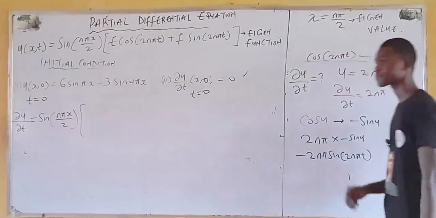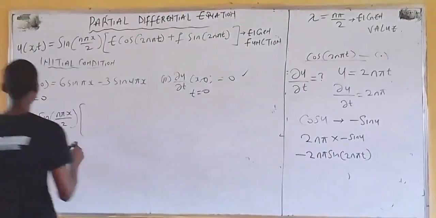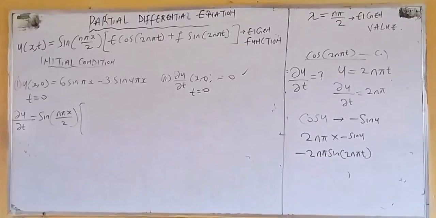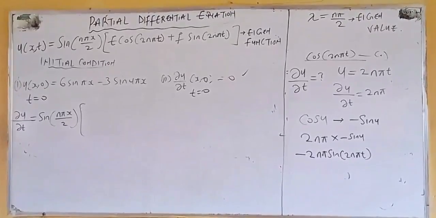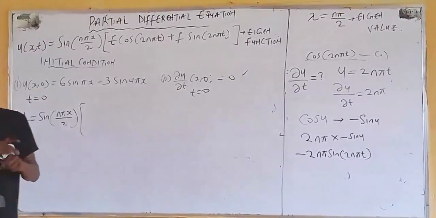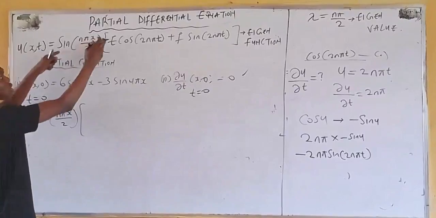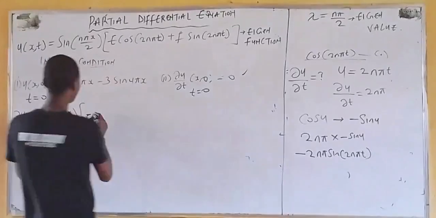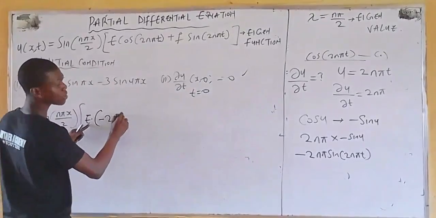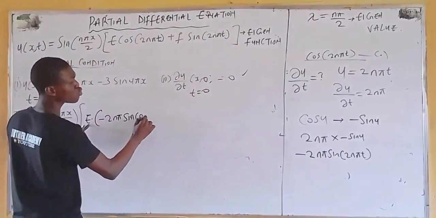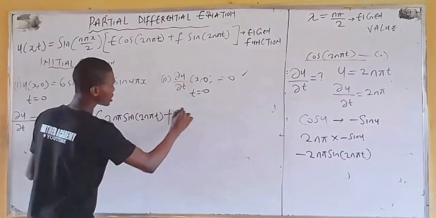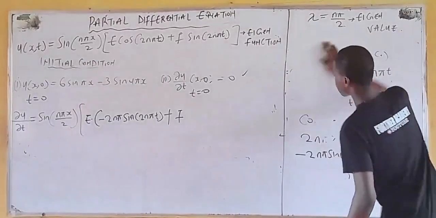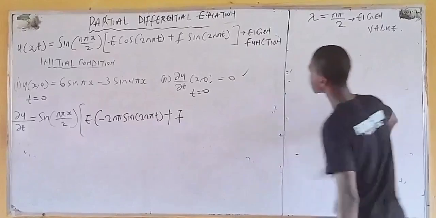So if that be the case, meaning that my second derivative is equal to, right? Hope you get what I'm saying. We are not differentiating this. This is a constant. You are bringing this out, multiplying your constant, which is e, multiplying what you differentiated, meaning negative 2n pi sin(2n pi t), plus this constant also, f. The way you differentiated this, differentiate this also.